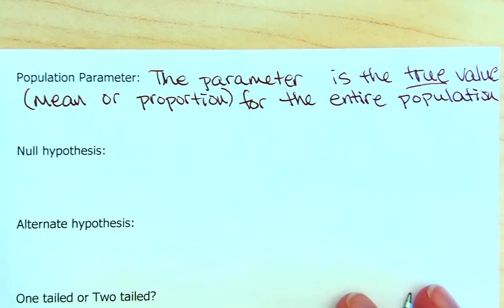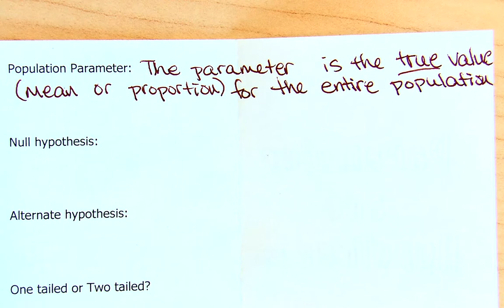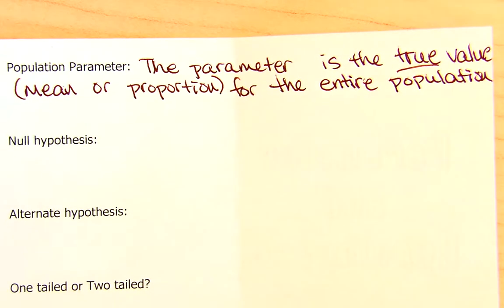Remember, it is always estimating a value for the population. Population goes with parameter, sample with statistic. So if we calculate it from a sample, that's a statistic. If we calculate from the population, that's a parameter.